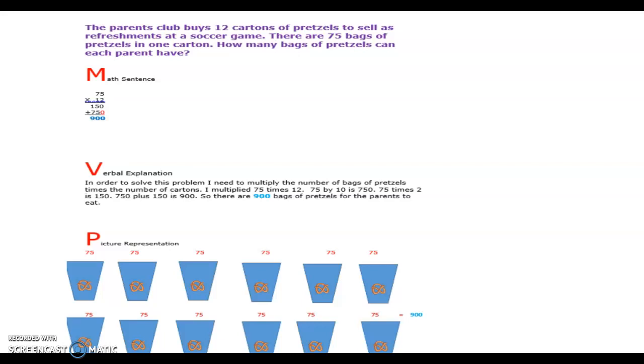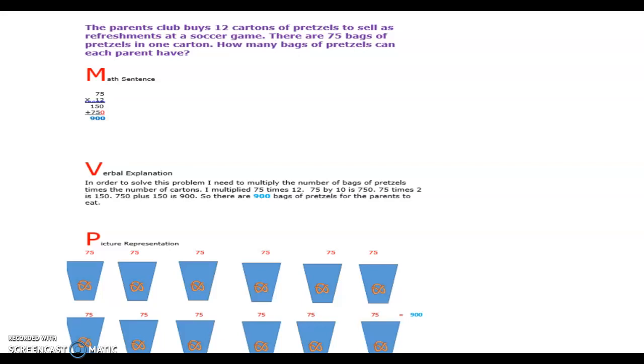The V in MVP is verbal explanation. In a verbal explanation, you're going to explain in words how you solve the problem. For example, in order to solve this problem, I need to multiply the number of bags of pretzels times the number of cartons. I multiply 75 times 12. 75 times 10 is 750. 75 times 2 is 150. And 750 plus 150 is 900. So there are 900 bags of pretzels for the parents to eat.